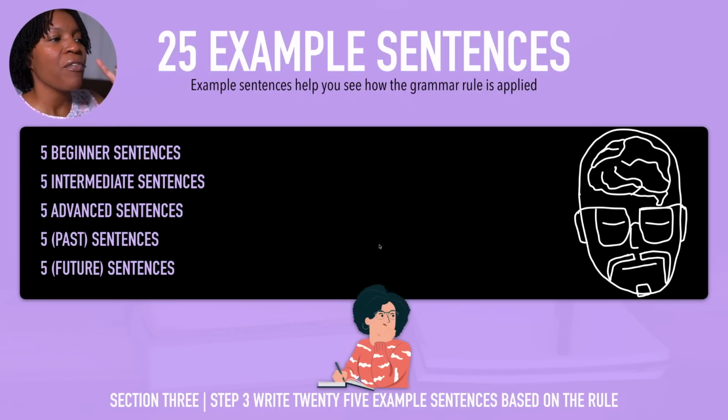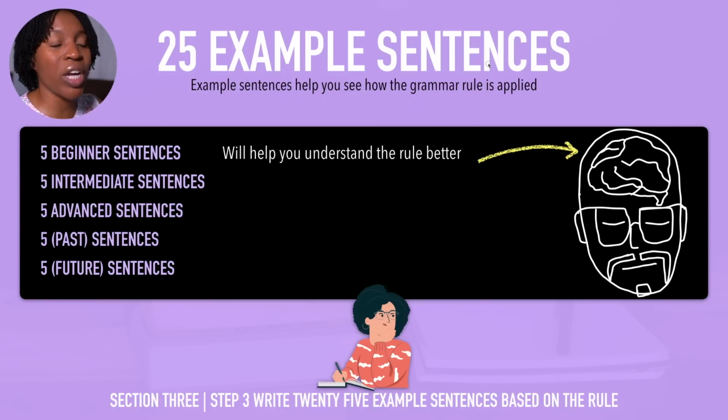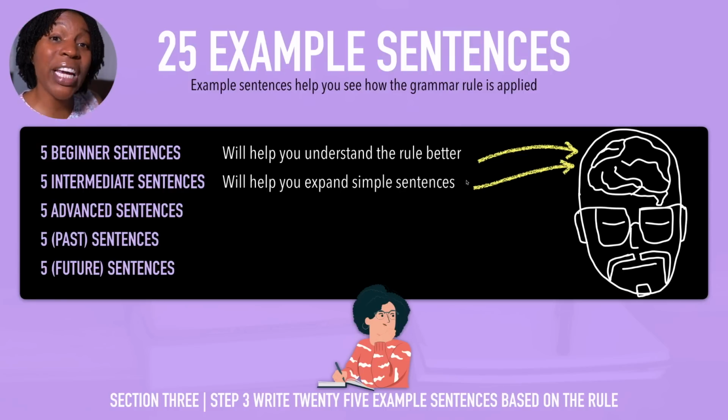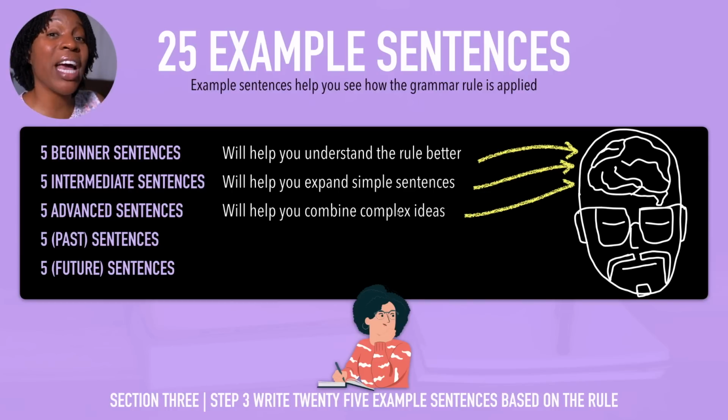You want to have 5 beginner sentences. This will help you understand the rule better. Simple sentences that use the rule. Then you want to find 5 intermediate sentences. This will help you expand simple sentences. You want to find 5 advanced sentences. This will help you combine complex ideas.